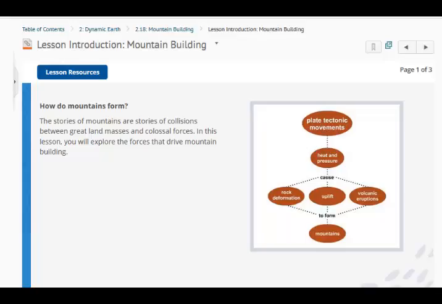In this lesson, we're learning about how mountains form due to plate tectonics. Mountains are huge. How did they get there? We will find out in this lesson.